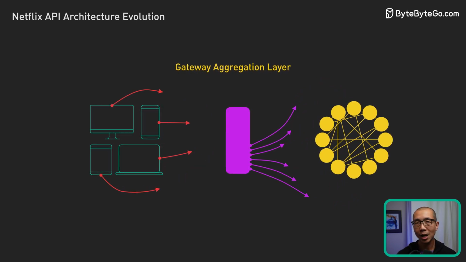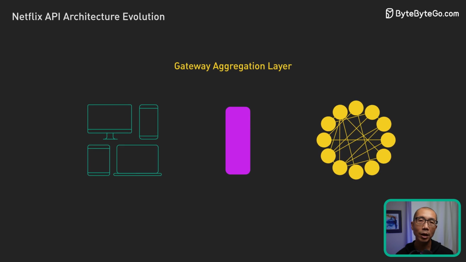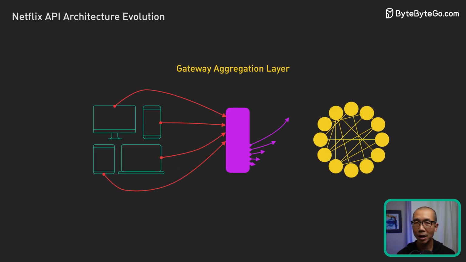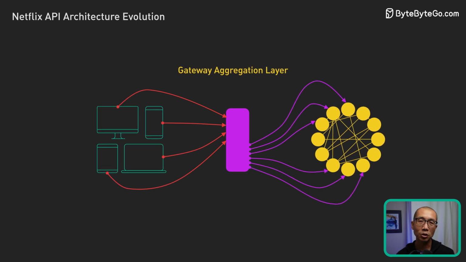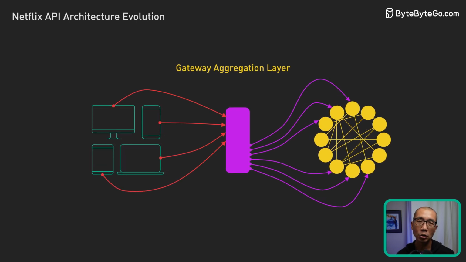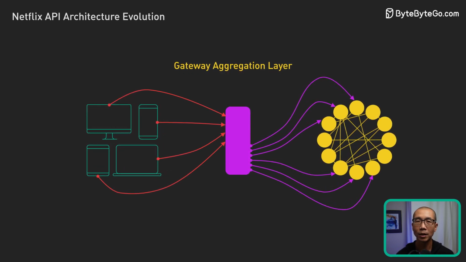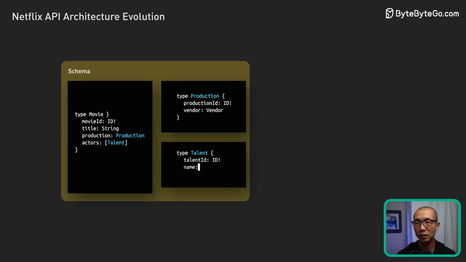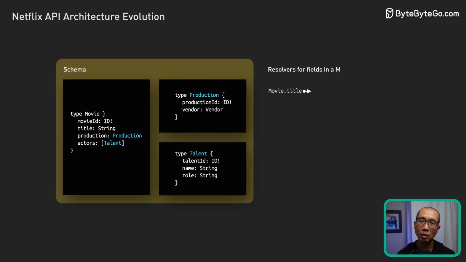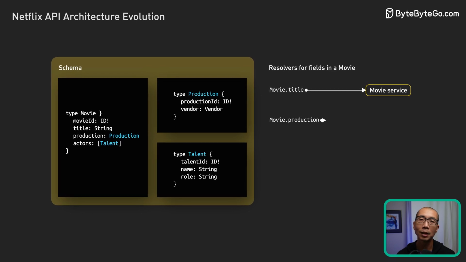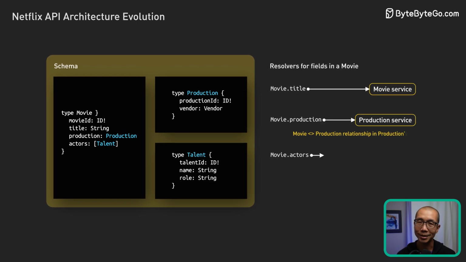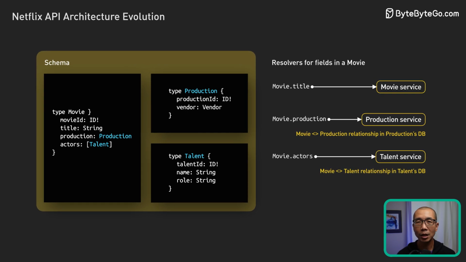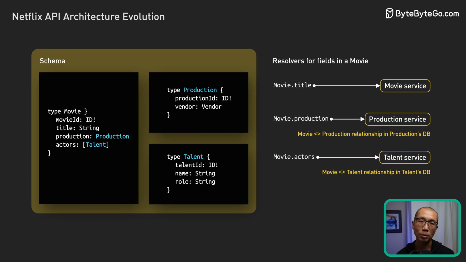To overcome this challenge, they introduced a gateway aggregation layer. They essentially built an API gateway to bind all the services together and presented a unified front to the clients. This setup worked great for use cases that span multiple services. Imagine the studio app needs 3 APIs, say movie, production, and talent, to render the front-end UI. The gateway aggregation layer makes this possible.